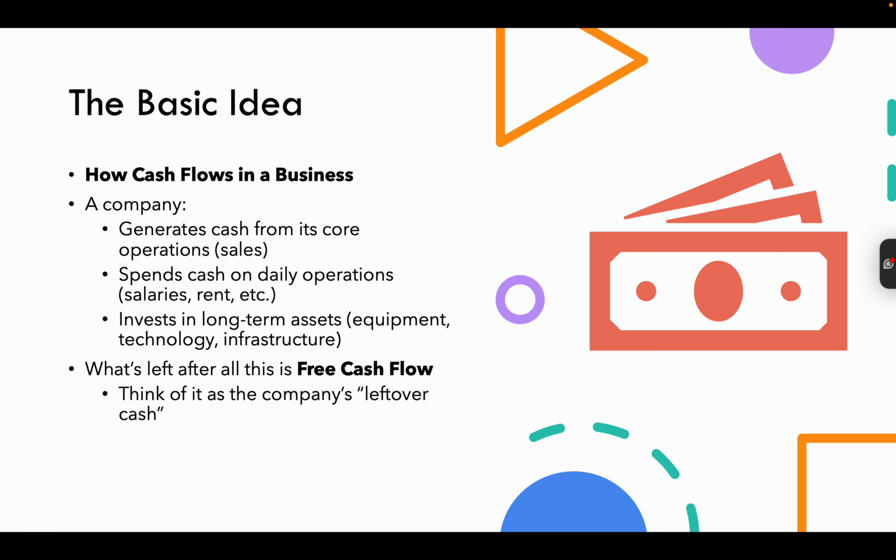To understand free cash flow, let's look at how cash moves through a business. A company generates cash from its core operations, like selling products or services. It then spends money on daily operations, such as salaries and rent. On top of that, it also invests in long-term assets like equipment or technology. After all these expenses, whatever cash is left is called the free cash flow. You can think of it as the company's leftover cash.